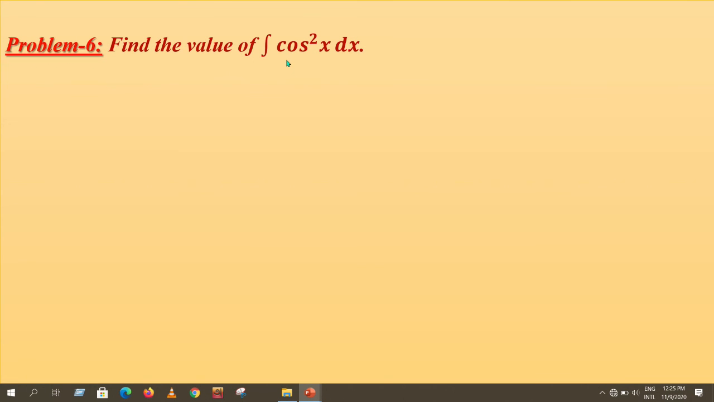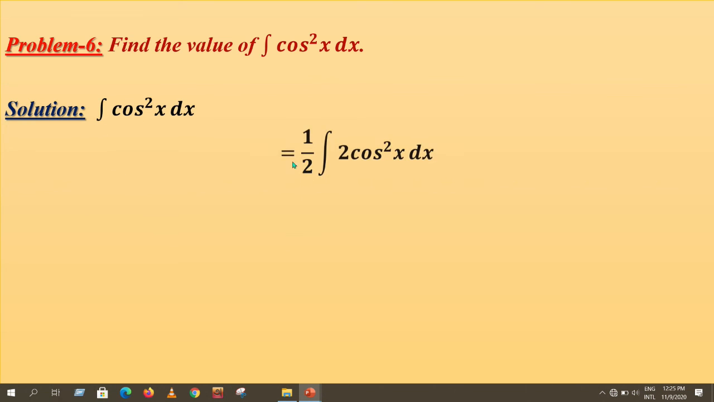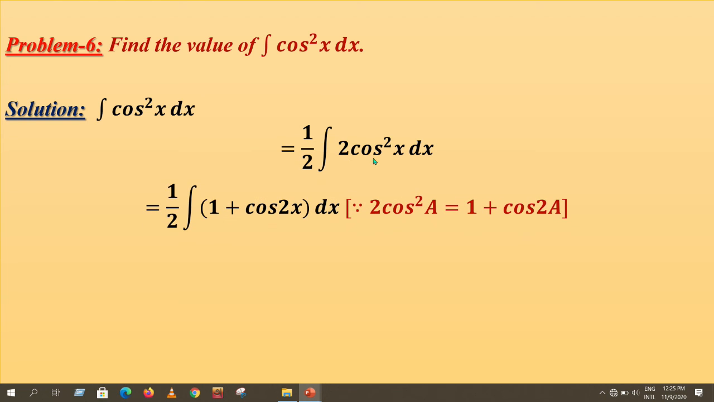Problem 6. Find the value of the integral of cos square x dx. This equals 1 by 2 times the integral of 2 cos square x dx. For making the formula, we have to take 2 here. As a result, we have to multiply half with this, and 2 cos square x equals 1 plus cos 2x. As it is 1 by 2, here it will be x plus sin 2x by 2, plus c. This is the required answer.